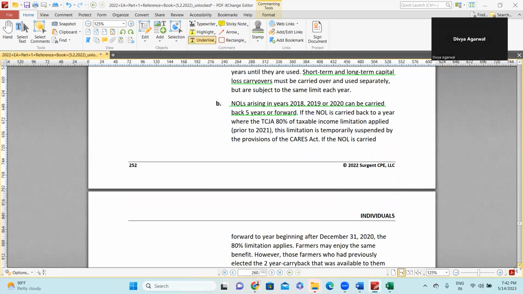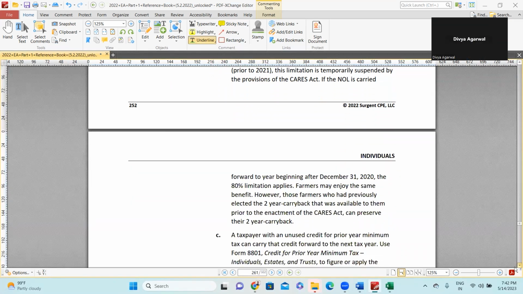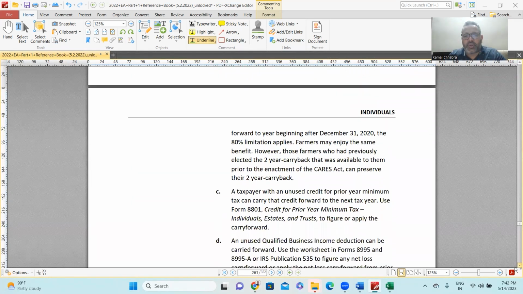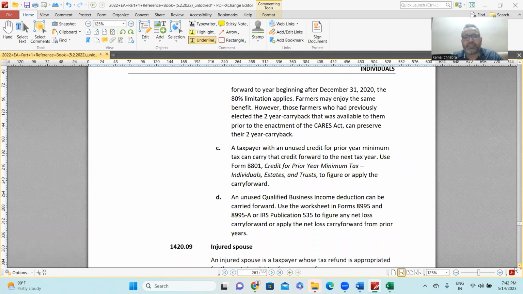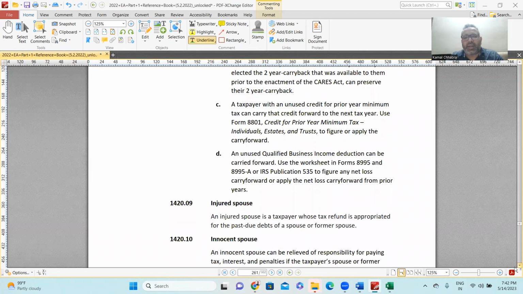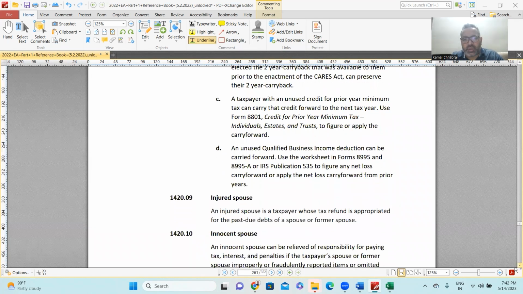Yes, sir. Okay. After December 31st, 2020, the 80% limitation is applied. The farmer can enjoy the 100% 2-year carryback that we have already discussed. A taxpayer with unused credit for prior year minimum tax can carry forward to the next tax year, using Form 8801. So to carry forward the tax credits, you need to file Form 8801.